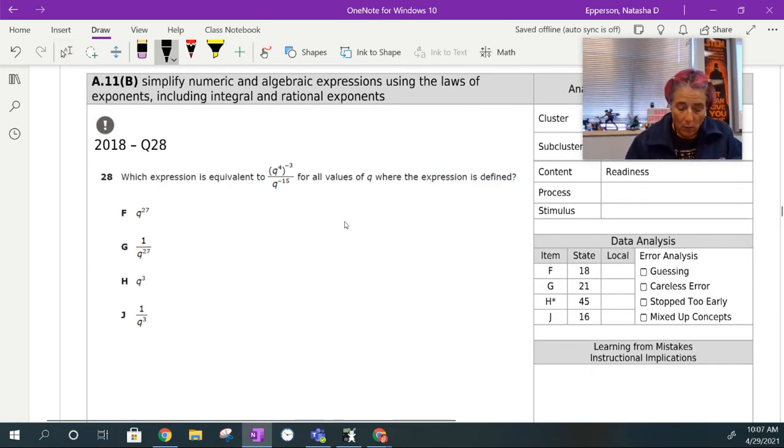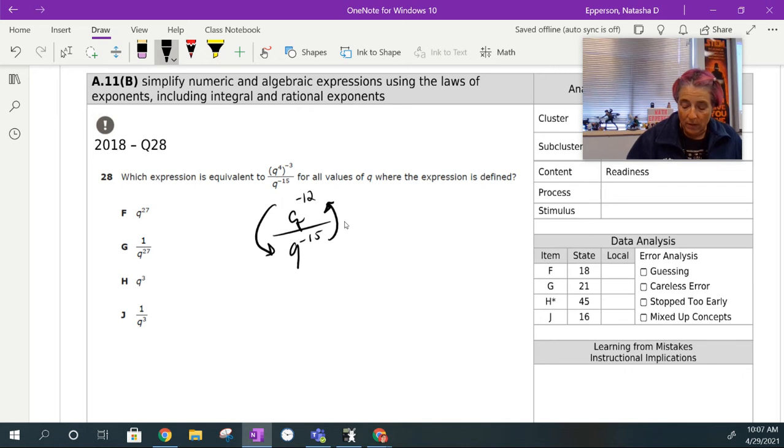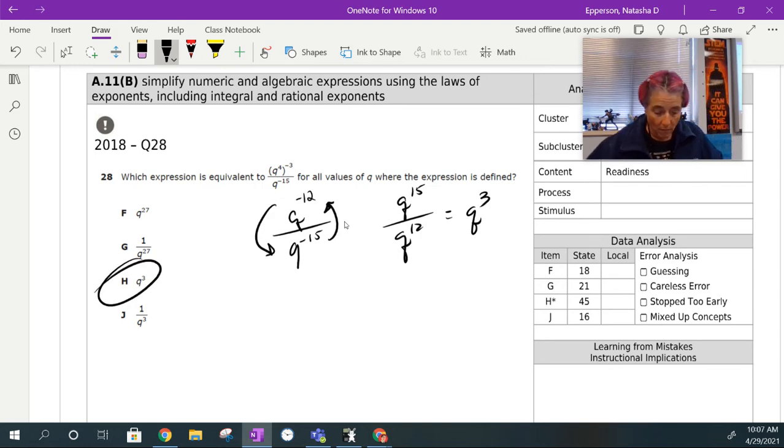All right, here we have quotient rule and power rule. I'm going to deal with the power rule first. Remember PEMDAS. So I'm going to distribute that -3. So this becomes Q to the -12 over Q to the -15. I'm going to flip-flop. Anything with a negative exponent in the top gets moved to the bottom, and anything in the bottom that's a negative exponent gets moved to the top. So really that becomes Q to the 15th over Q to the 12th, which becomes Q to the 3rd. So our answer is H.